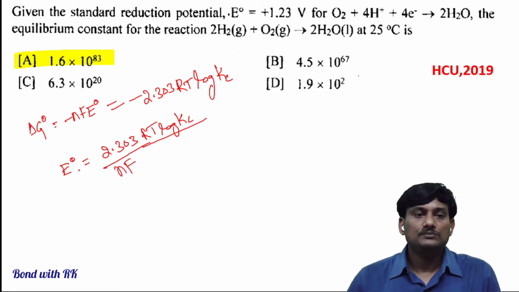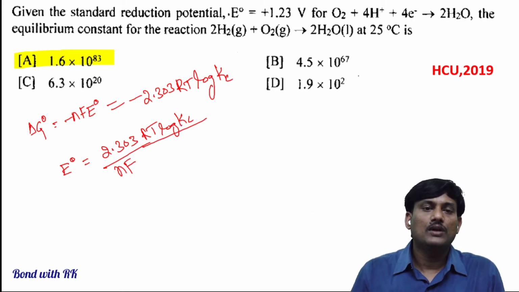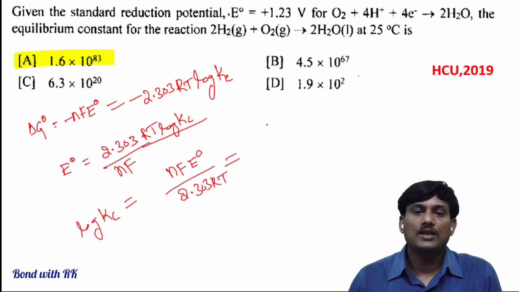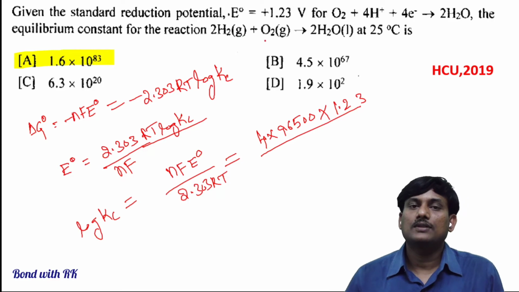Here, what is the E0 value? Here E0 is 1.23. You have to calculate log Kc. Log Kc is equal to nFE0 by 2.303 RT. The number of electrons which have participated in this reaction is 4. So 4, 96,500, and E naught is given 1.23. For this reaction also the E naught will be 1.23.